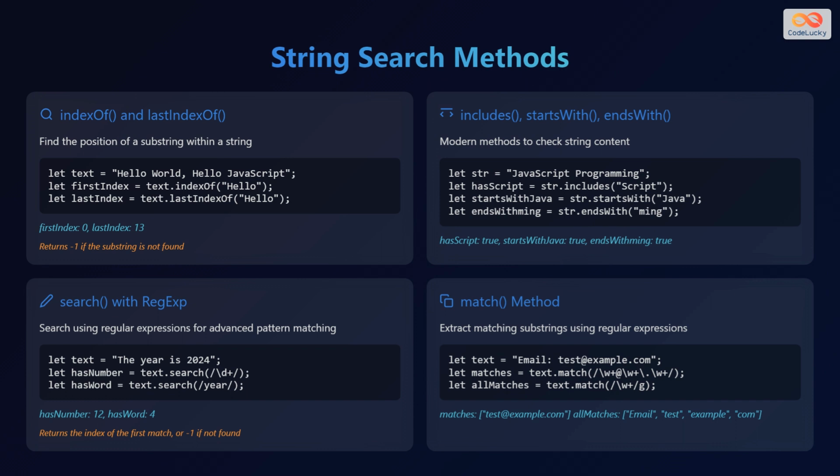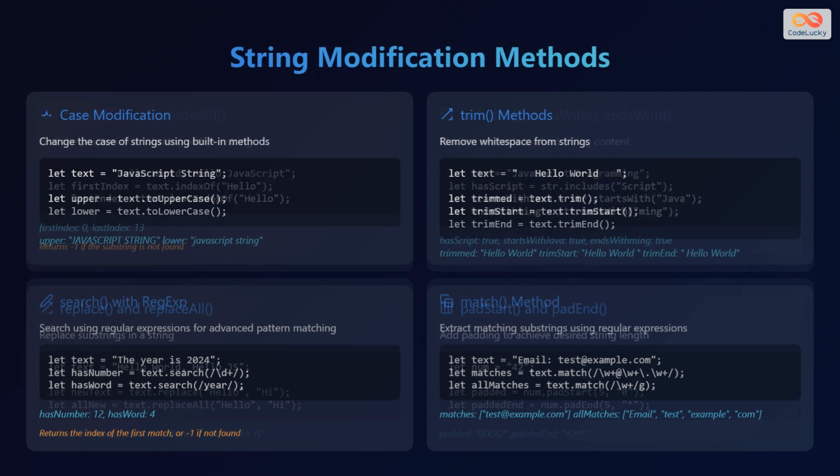The match method is used to extract matching substrings using regular expressions. For example, let text = "email: test@example.com". Let matches = text.match(/\w+@\w+\.\w+/), and let allMatches = text.match(/\w+/g), which will return matches as an array containing the string test@example.com, and allMatches being the array containing email, test, example, and com.